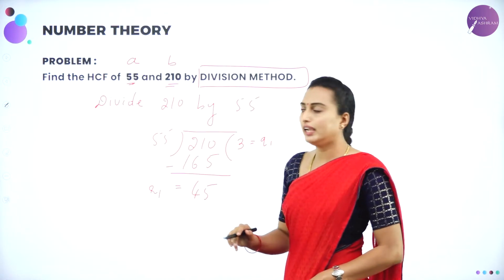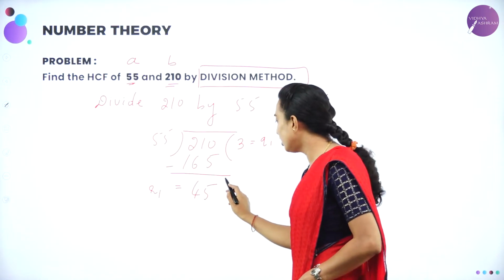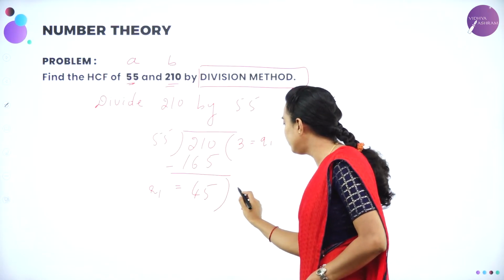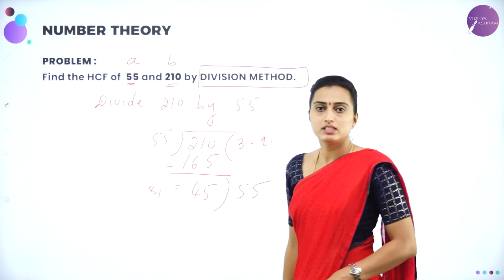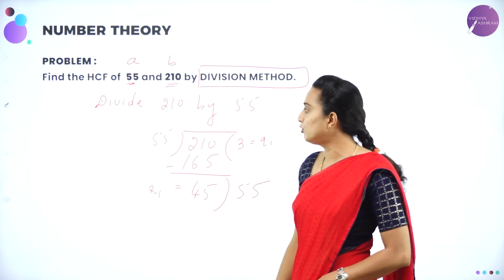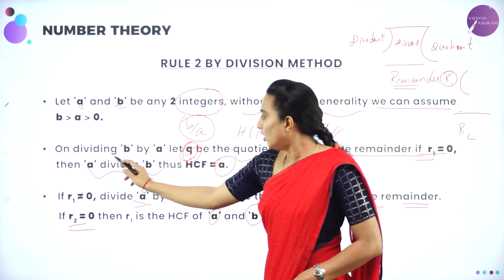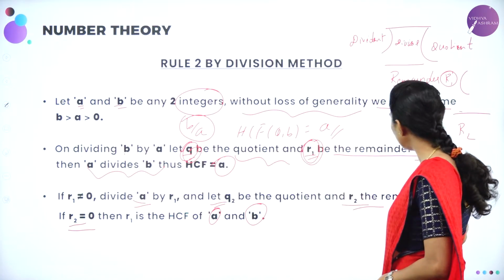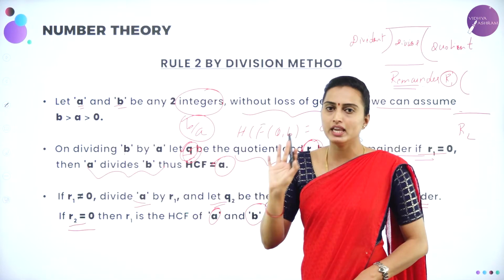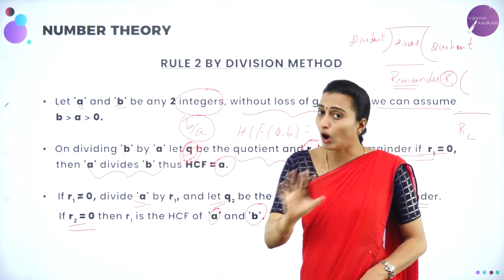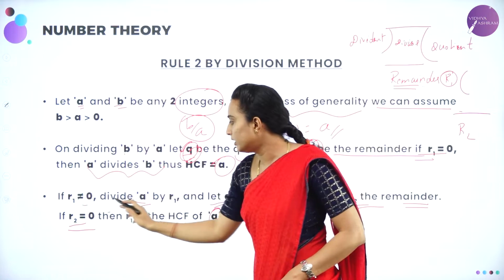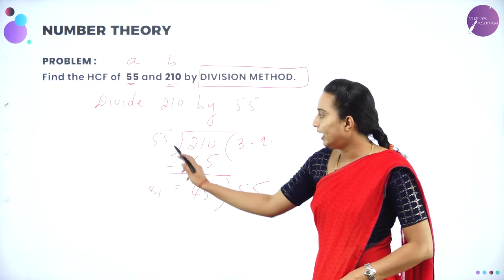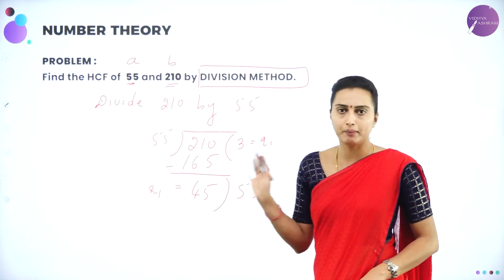Now we take this 55 and divide it by 45. The same algorithm, the same procedure we have stated here: on dividing B by A, let Q be the quotient and R1 the remainder. If R1 equals 0, then the HCF of A and B is A itself. If R1 is not equal to 0, divide A by R1. That is what I am doing in the procedure.